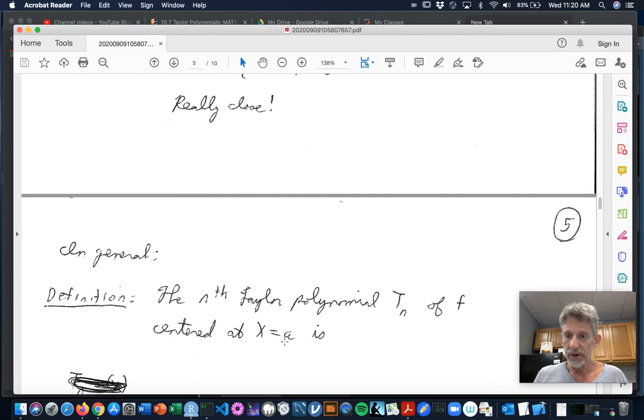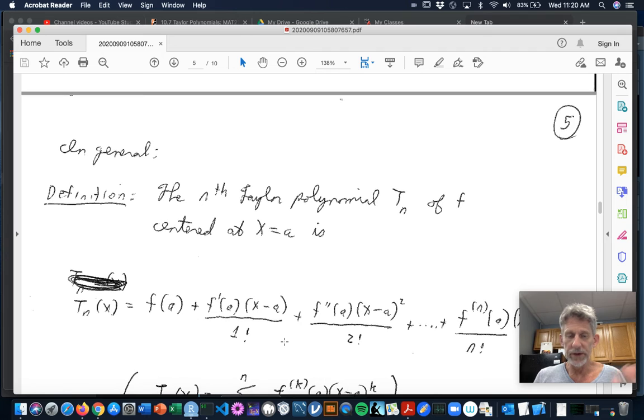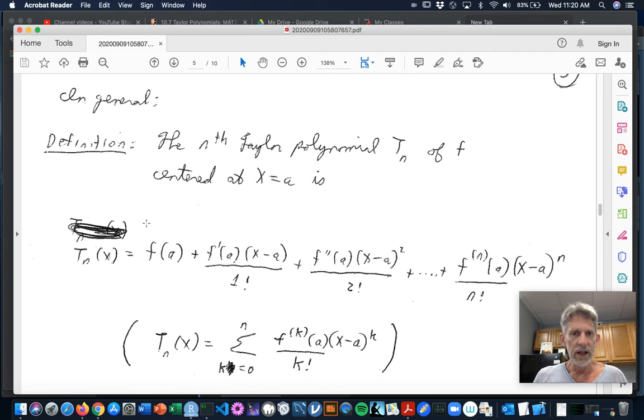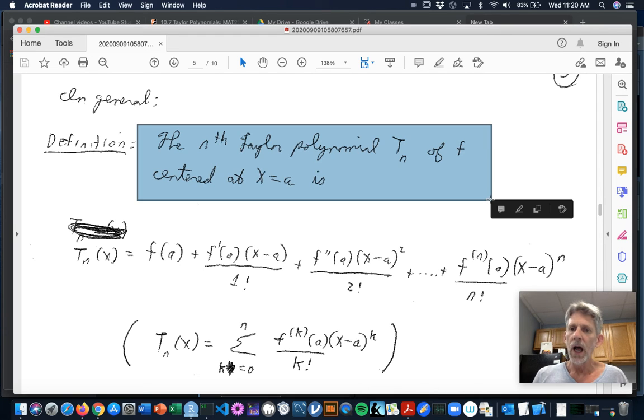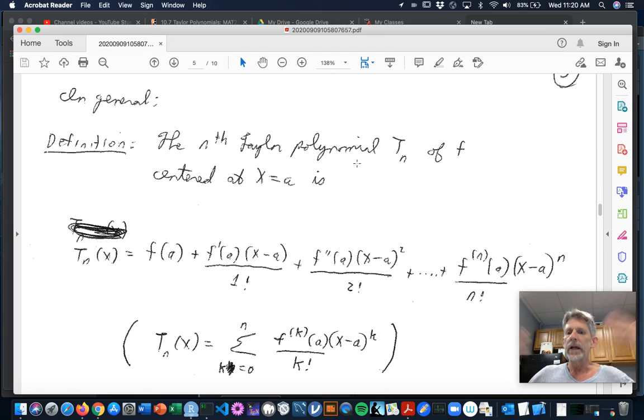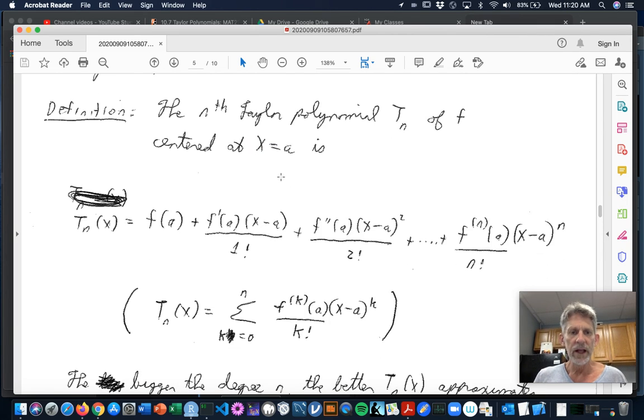So it's worth it to just make a general definition about this. Let's define the nth Taylor polynomial, call it T sub n, of a function f of x centered at x equals a. Okay, so you take a function f, it needs to have a lot of derivatives. These derivatives need to exist. And you're planning to center around some point a, to get approximations near x equals a.